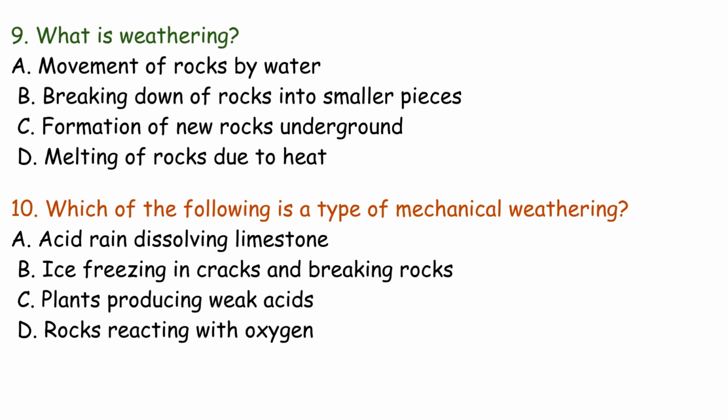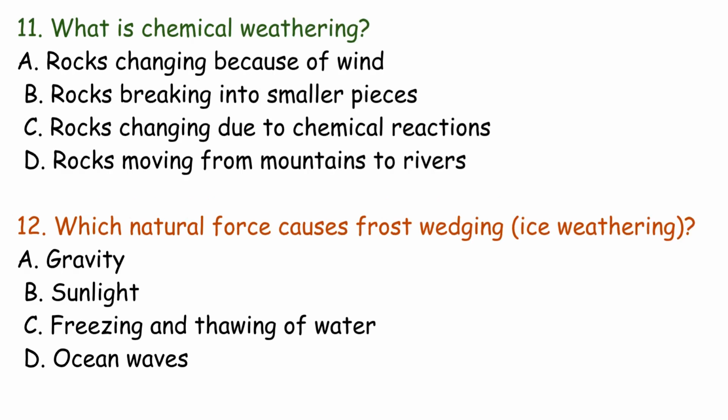10. Which of the following is a type of mechanical weathering? A. Acid rain dissolving limestone. B. Ice freezing in cracks and breaking rocks. C. Plants producing weak acids. D. Rocks reacting with oxygen. 11. What is chemical weathering? A. Rocks changing because of wind. B. Rocks breaking into smaller pieces. C. Rocks changing due to chemical reactions. D. Rocks moving from mountains to rivers.